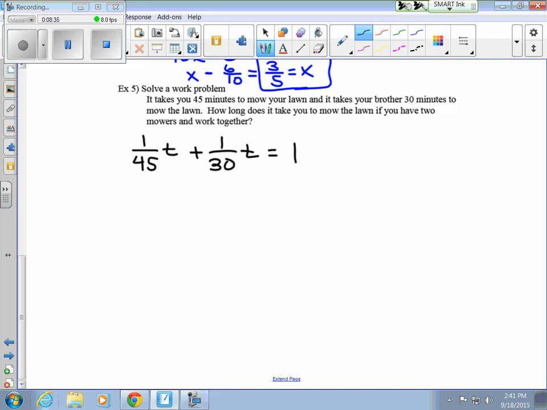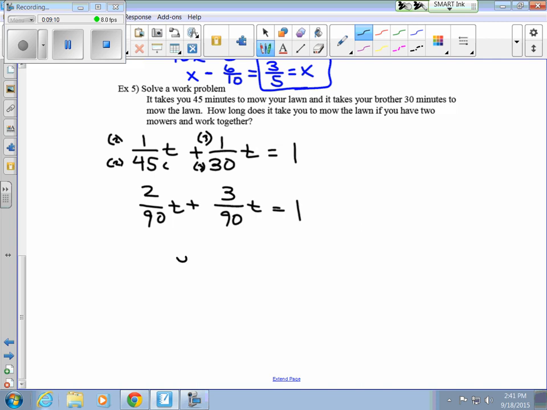Now, you can do this a couple of different ways. You can just simplify this by turning it into decimals. You can get a common denominator using fractions. And that's what I'm going to do. I'm going to get a common denominator, and it's going to be 90. Because I know that if I get to 90, I have to multiply 45 times 2, so this is going to be 2. And I have to multiply this one by 3, so top and bottom by 3, so that's going to give me 3.